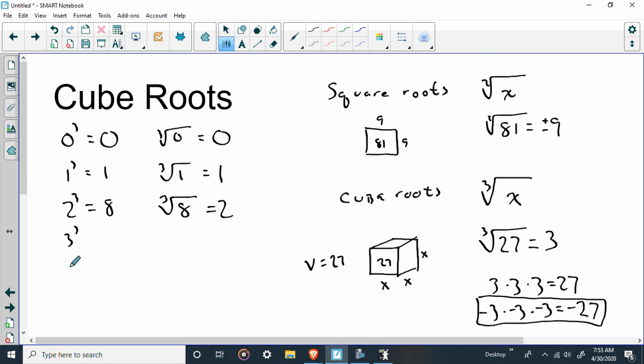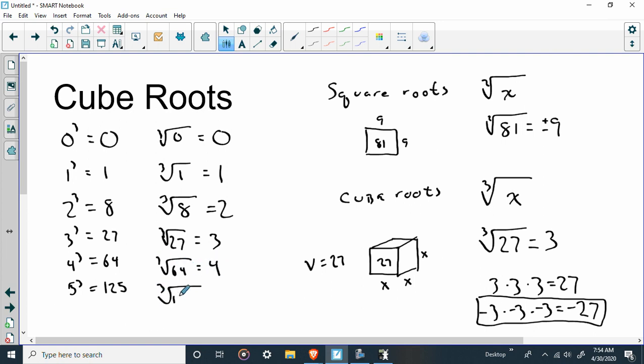3 to the 3rd, 4 to the 3rd, 5 to the 3rd. So that would be 27, 64, and 5 to the 3rd is 125. So if you see real quick, these numbers are growing real fast. Okay, so if I said what is the cube root of 27, you would tell me 3. If I said what is the cube root of 64, you would tell me 4. And if I would say what is the cube root of 125, you would say 5.